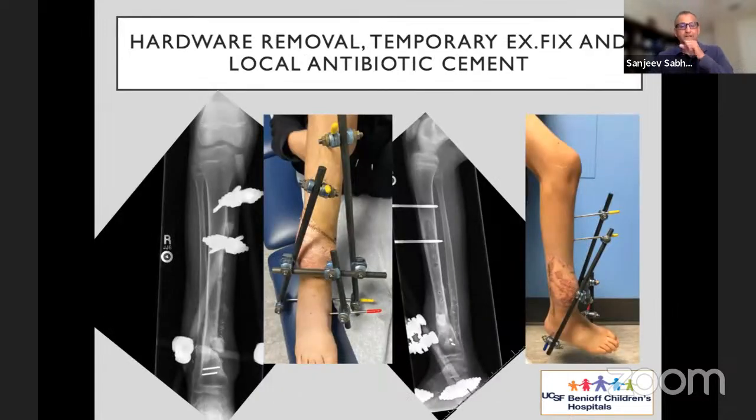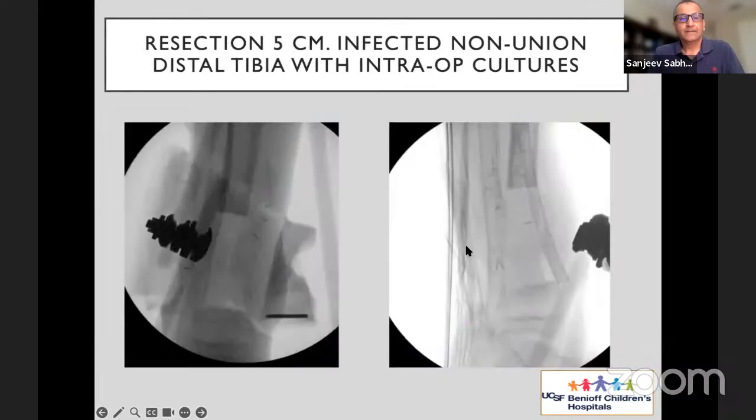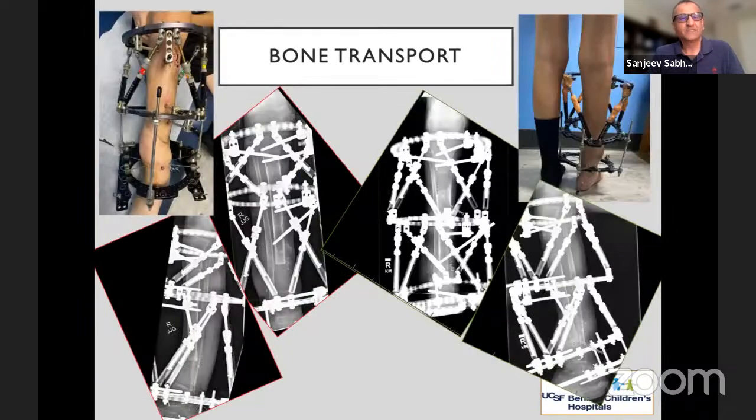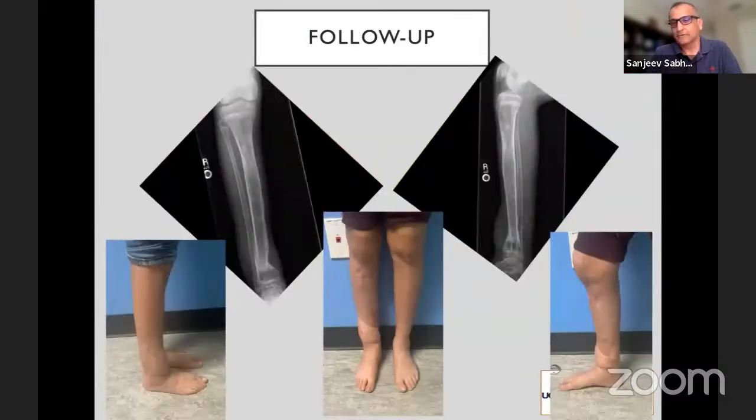So we took the implants all out, treated his infection, and got him infection free, put antibiotic-laden cement there for a few weeks. And then when everything was clean, came back and then did just a conventional bone transport. Now you've got other options to transport, like cable transport, internal transport, etc. But this is just an example of a straightforward, conventional, proximal to distal unifocal bone transport, which I think in children still works quite well.